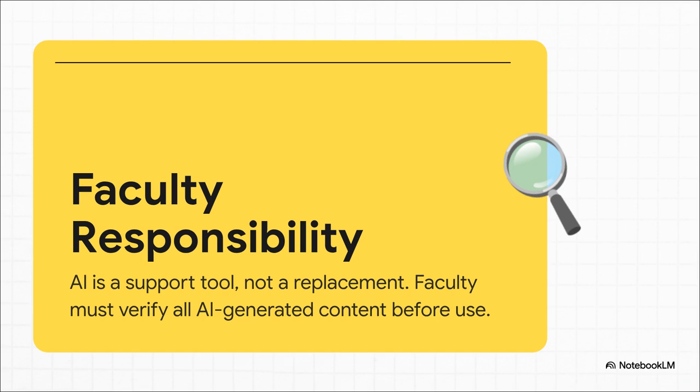But look, if you take away only one single thing from this entire discussion, let it be this: you are the final authority. AI is an assistant, it's a tool, it is not the expert. It can make mistakes, and it will. Your expertise, your judgment, that's what gives the course its value. You have to verify everything every single time before it gets in front of a student.